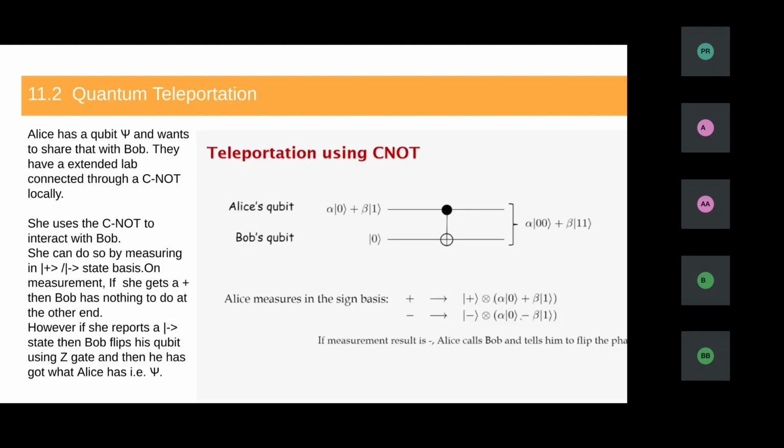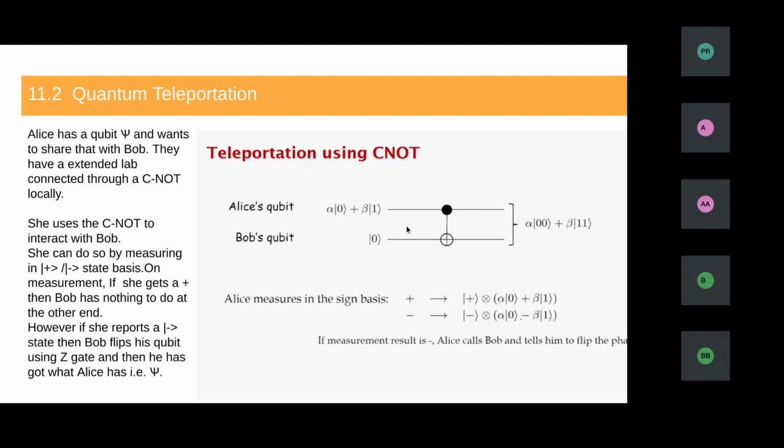Here, what's happening is Alice has a qubit psi, which is this combination, and wants to share that with Bob, who has a qubit which is in the zero state, the ground state. Let's assume they have an extended lab, and they are connected through a C naught gate. Then what Alice does is she operates a C naught. This is the MS bit, this is the LS bit. Remember, that is the difference here.